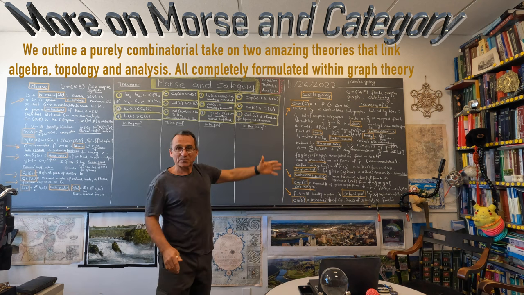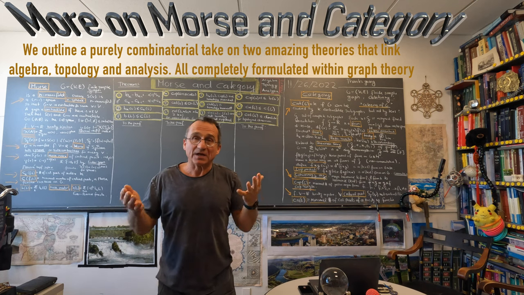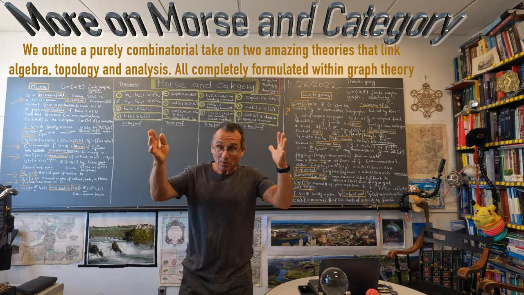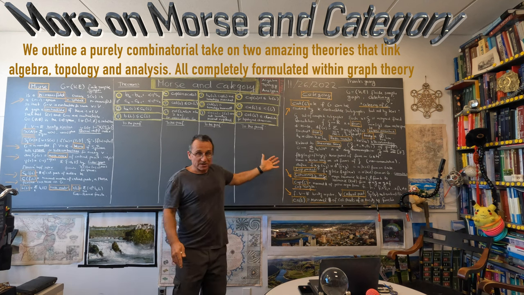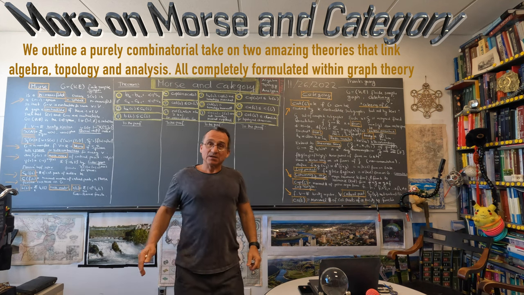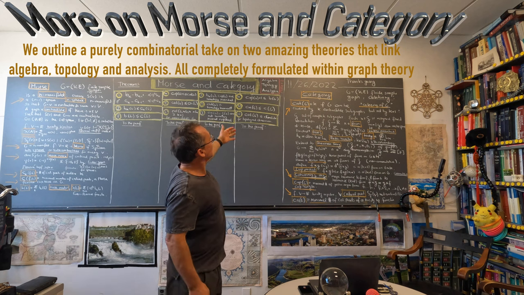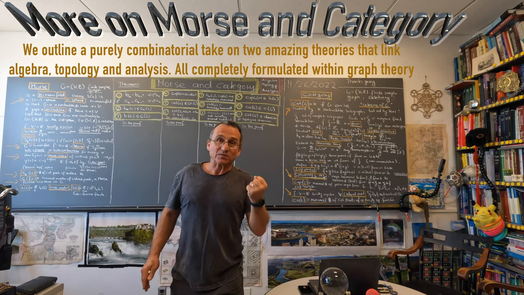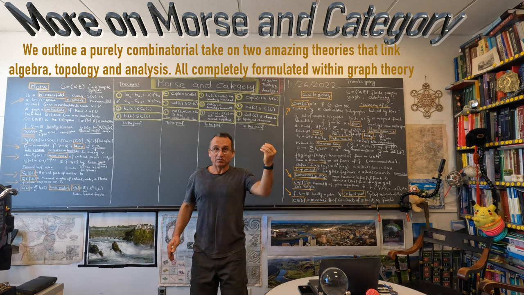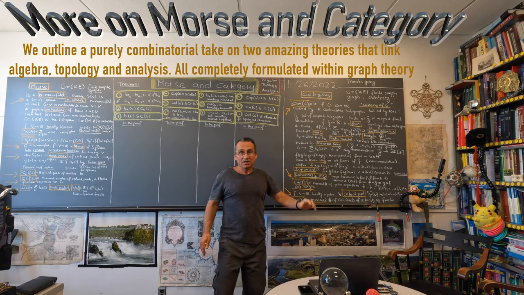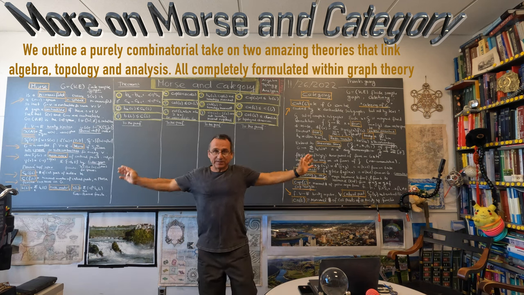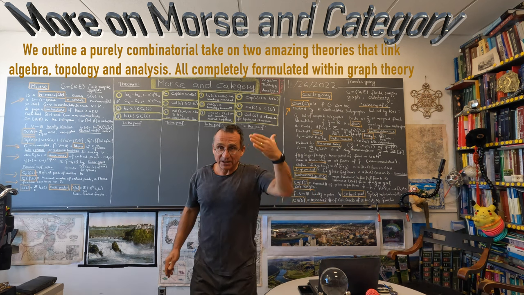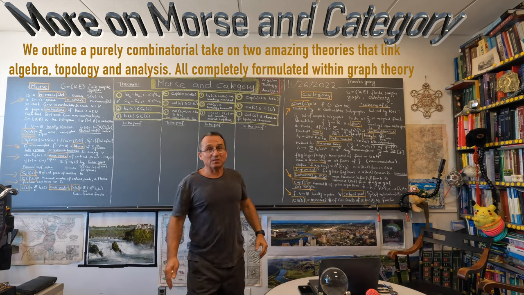We have algebra, especially algebraic topology. We have topology. This comes in, for example, in homotopy, deformations, and we also have analysis, which is when you involve functions, calculus, functions and critical points. And both theories deal with all three areas of mathematics.